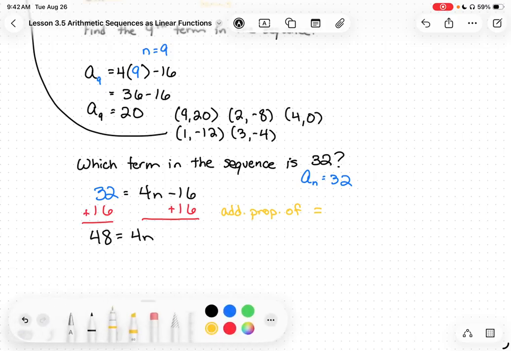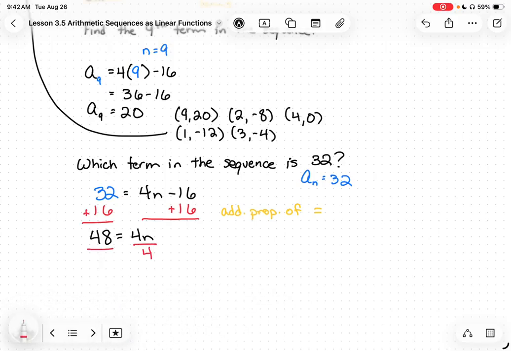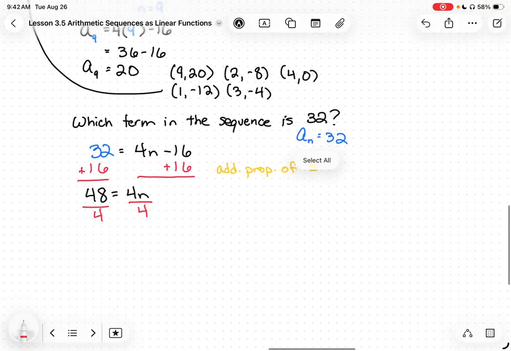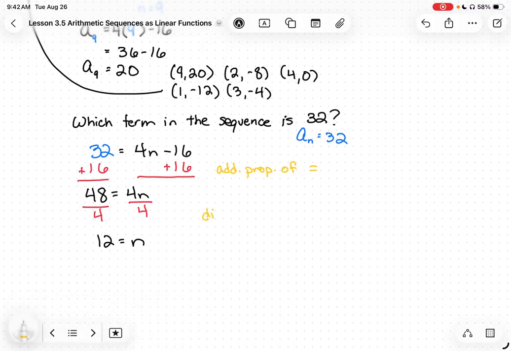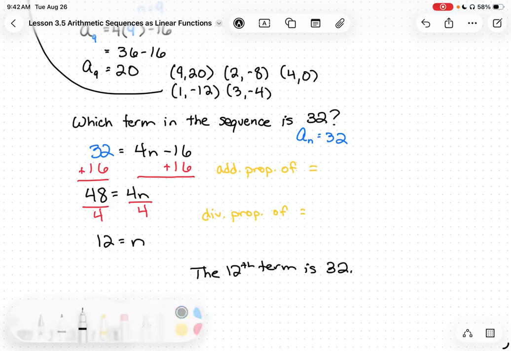And then we're going to divide both sides by 4. And 48 divided by 4 is 12. So we get 12 equals n. That's our division property of equality. And so what this tells us is the 12th term is 32. So if we kept this sequence going, term number 12 would be 32.